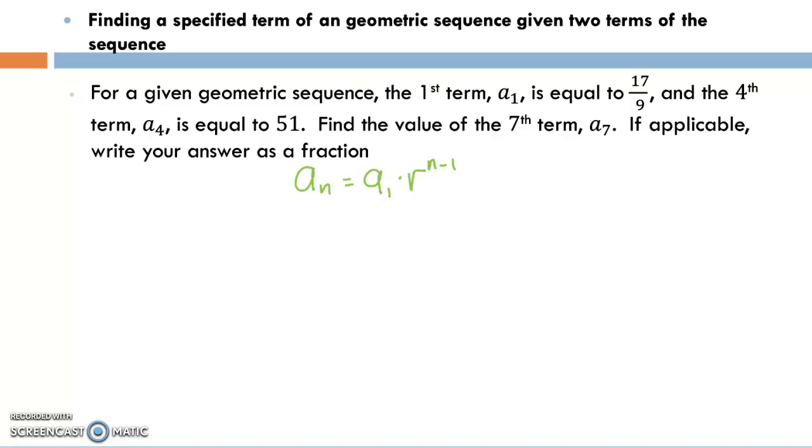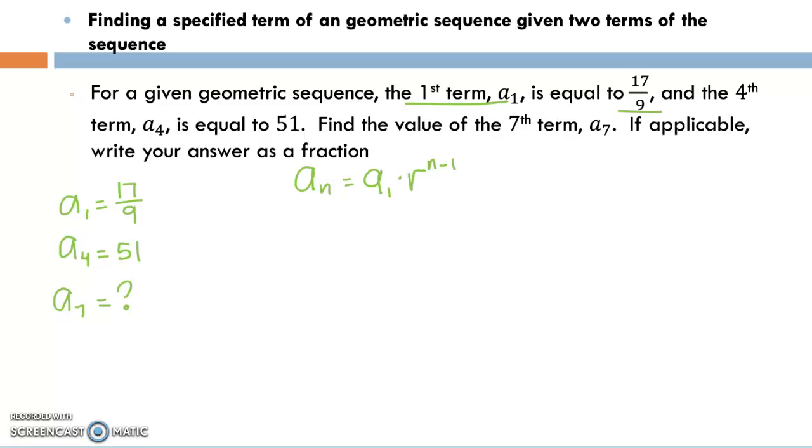For a given geometric sequence, the first term, a1, is equal to 17 ninths. So let's go ahead and write that down. Our first term is equal to 17 ninths. Then it says the fourth term is equal to 51. So our fourth term, a4, equals 51. Now it says, find the value of the seventh term, a7. So the seventh term, what is that going to be?